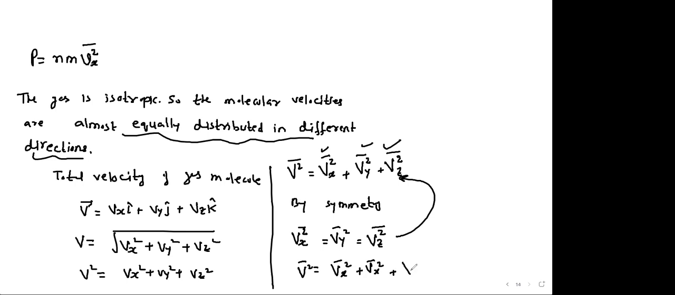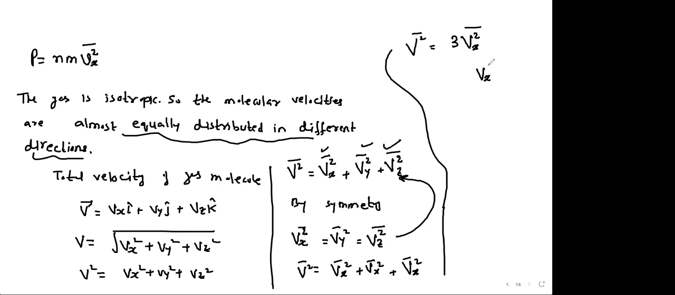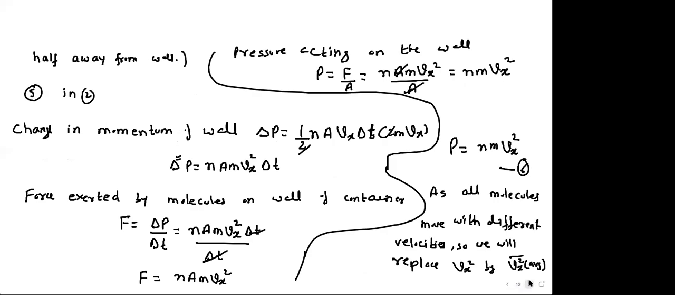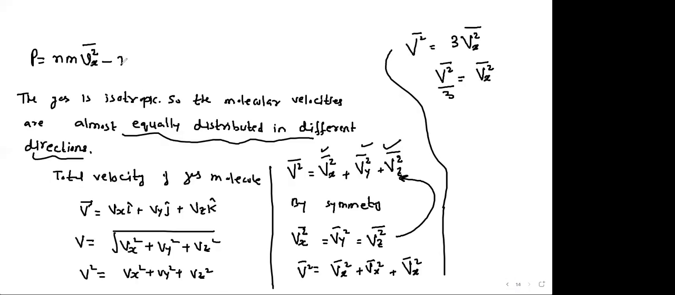Instead of Vz square, I'm writing Vx square. When I do all these substitutions, what I will get is V square bar is equal to 3 Vx square bar. I can write Vx square bar is equal to V square bar divided by 3. I call this expression, this 6, and this is 7th. So instead of this thing, I'm just substituting.